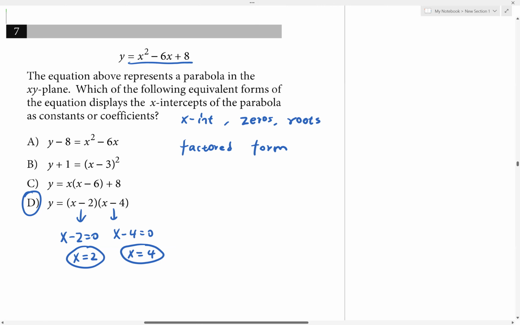What we began with is called the standard form. If they're looking for the y-intercept, just to point out, if they ask which one displays the y-intercept as a constant, then it will be the standard form, because the plus a at the end is the y-intercept. So the y-intercept as a constant is the standard form, the x-intercept as a constant is the factored form, and if they're looking for the vertex, it will be the vertex form. Just keep that in mind for number 7.